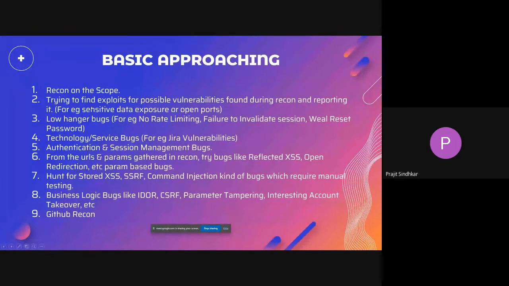The reason why I do low hanging bugs first is because they don't take much time, and there are many people to whom duplicates are a bother. I'm not one of them. I don't get bothered by duplicates, and you know that if you are going to report low hangers first, or report low hangers in the maximum, you are going to get duplicates. So these low hanging bugs have a higher chance of duplicates. If you are a person who gets depressed or demotivated by duplicates, I will suggest you do not hunt for low hangers. Then I go for technology and service bugs.